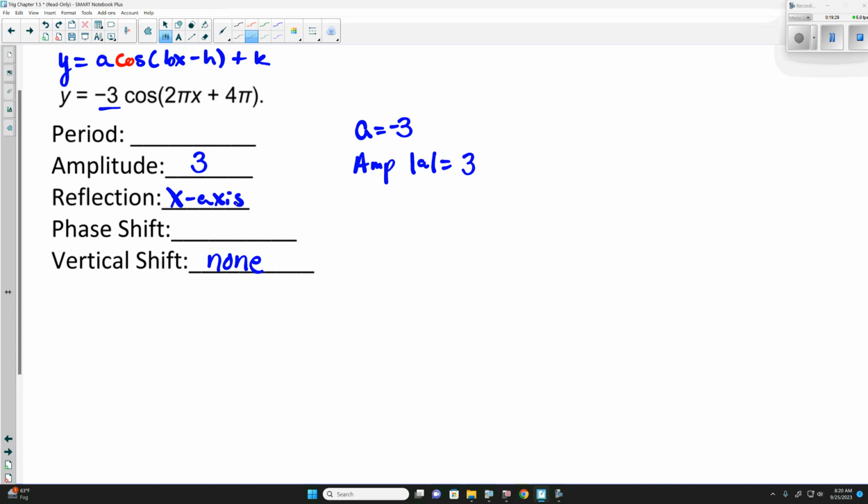Now, phase shift and period. The one that we can actually do first is our period, because our value of b in this case is 2 pi. And to find the period, we take 2 pi and divide it by the value b, which is 2 pi, telling us the period for this is 1.